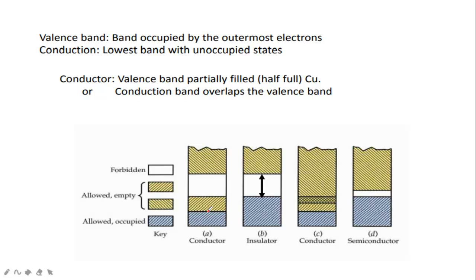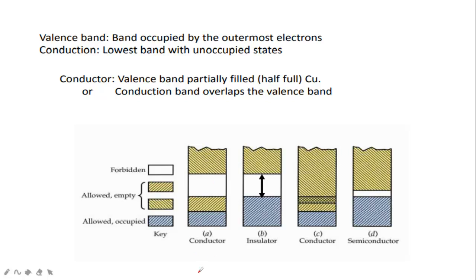Look at these pictures. This is the key. If it is pure white, like there is nothing, then it is a forbidden band gap. And if they are like this in the gray shade, there are allowed and empty states. And if it is in blue, then allowed and occupied.